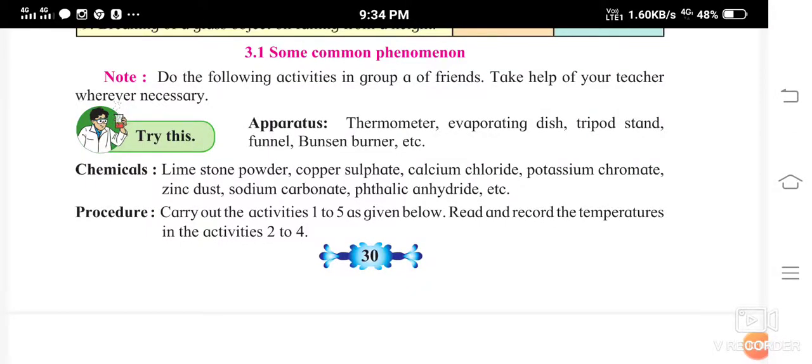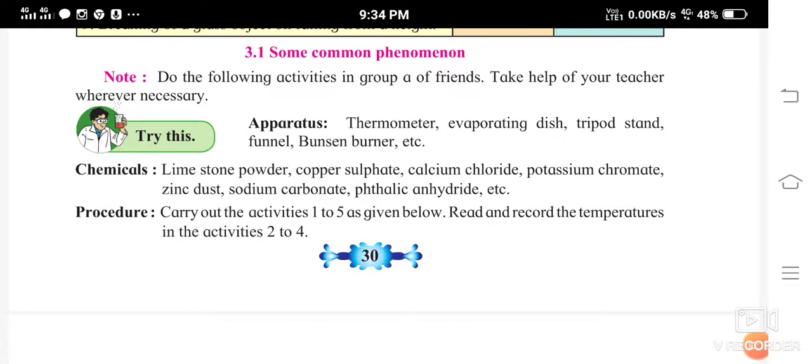Students, see, in the last video, we studied about physical and chemical properties. Now, see, the next one, do the following activities in group of friends. Take help of your teacher wherever necessary. So, let us see this activity.